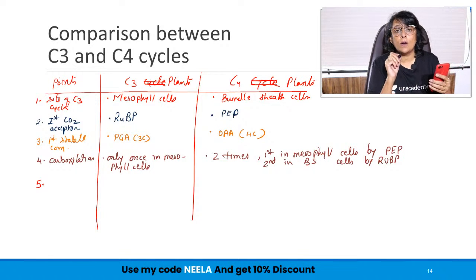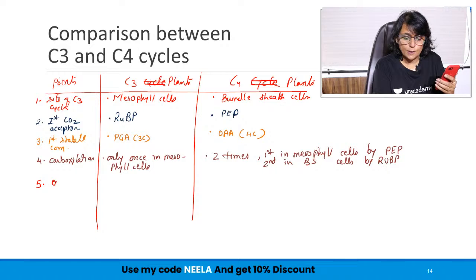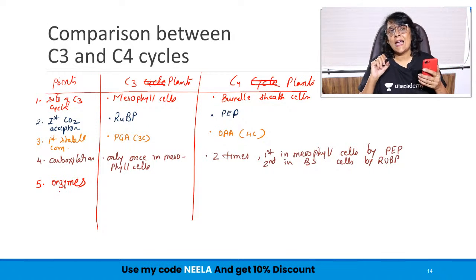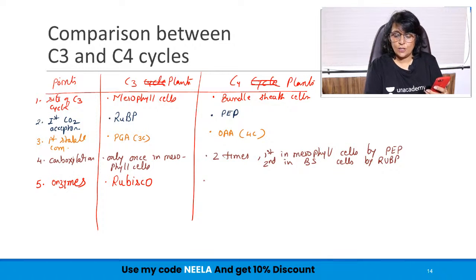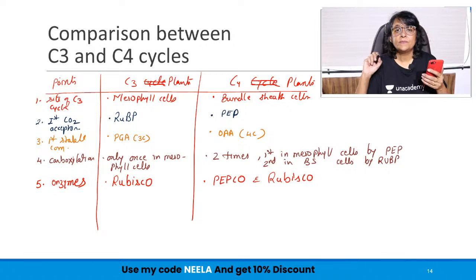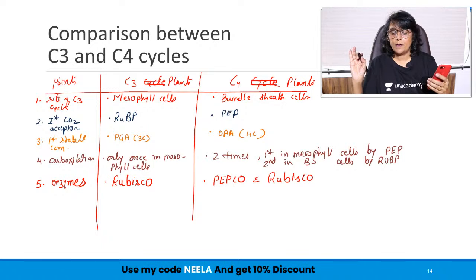Okay, now let us talk about the enzymes. How many enzymes are required for this carboxylation? In case of C3 plant, there is only one, and that is rubisco. And in case of C4 plant, there are 2. One is PEP carboxylase, and rubisco. Okay, so far all right.